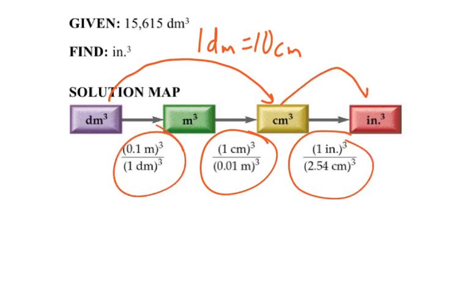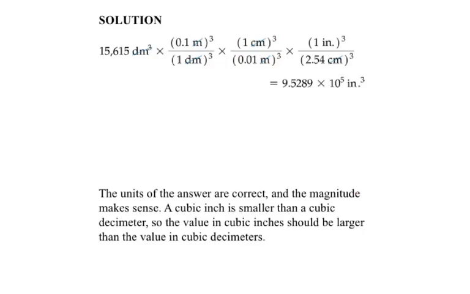Okay, and then this one, we did the same thing using 1 inch is equal to 2.54 centimeters. So you'll notice they did it in 3 steps. We were able to do it in 2. Either way is fine. And there's the setup right there. They went to meters cubed, centimeters cubed, and then they went to inches cubed. And again, here's the answer in scientific notation.